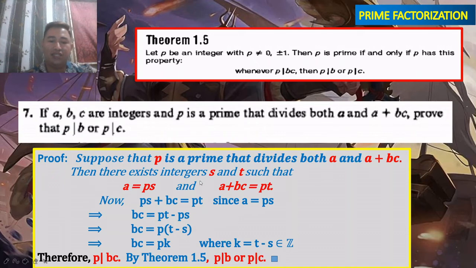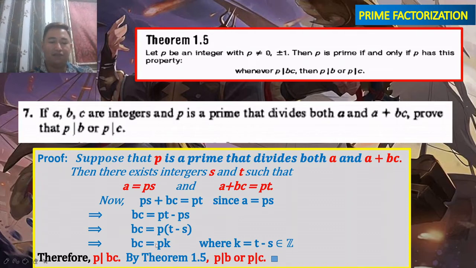Then there exist integers s and t such that a equals ps and a plus bc is equal to pt, because p divides both of them. Substituting ps for a, we get ps plus bc equals pt. So bc equals pt minus ps, which is p times (t minus s). We factor out p here.